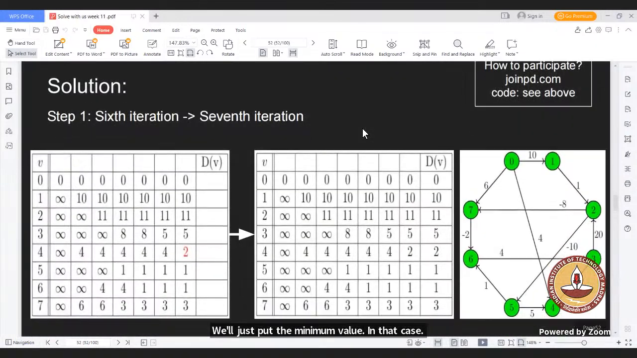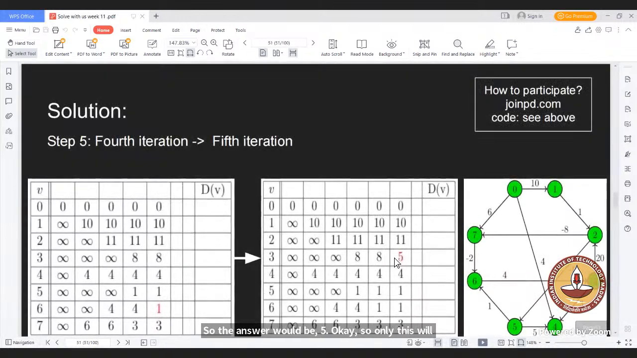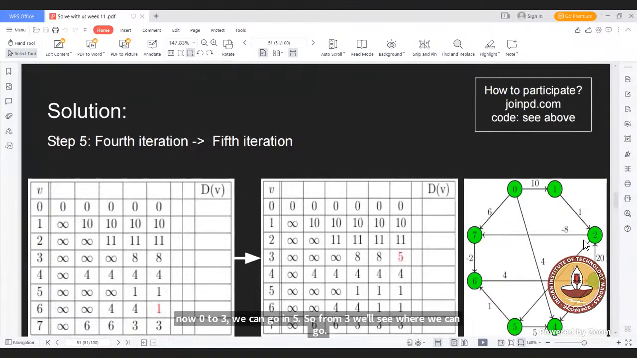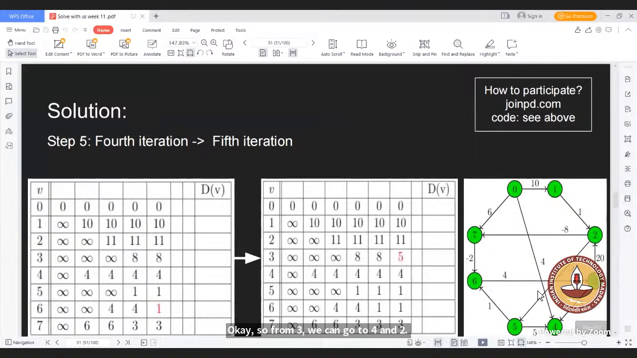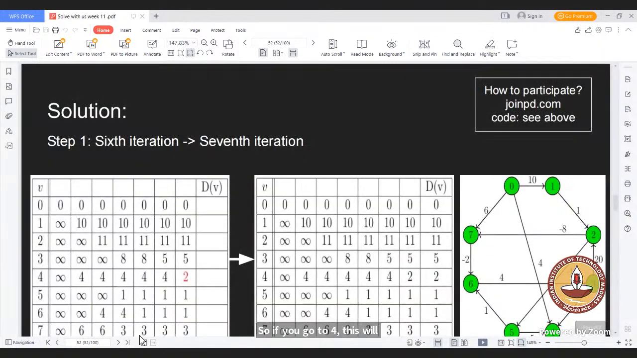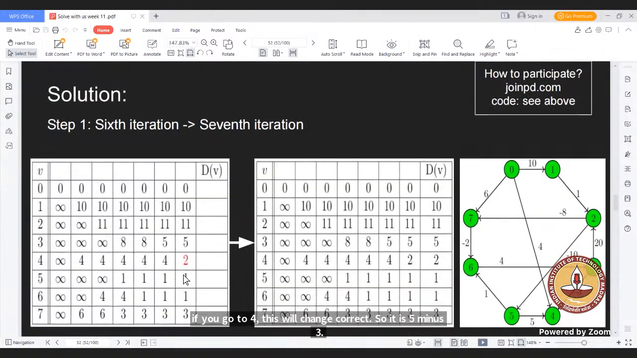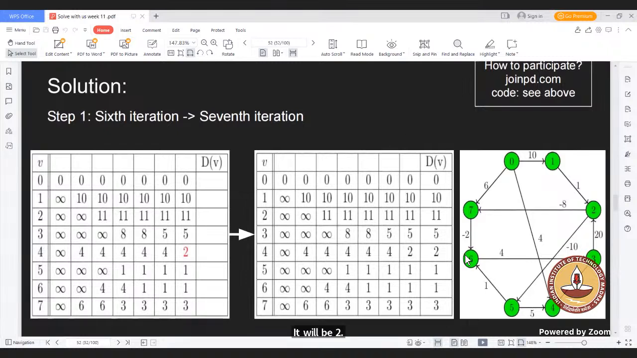If you go to the sixth iteration, now 0 to 3, we can go in 5. So from 3, we'll see where we can go. From 3, we can go to 4 and 2. So if you go to 4, this will change, correct? It is 5 minus 3, so it will be 2 now. The new value will be 2. The seventh iteration will be same as this iteration. From 4, we can't go anywhere, so nothing will change. It will be same as this one. So this is the final value now.